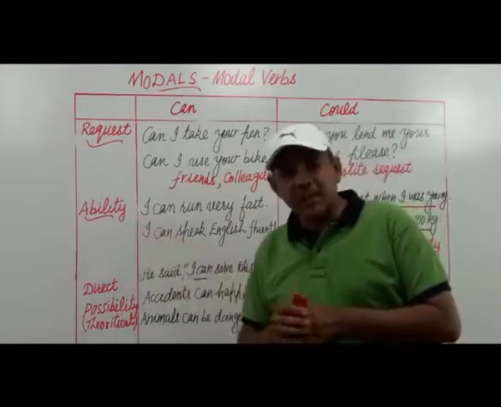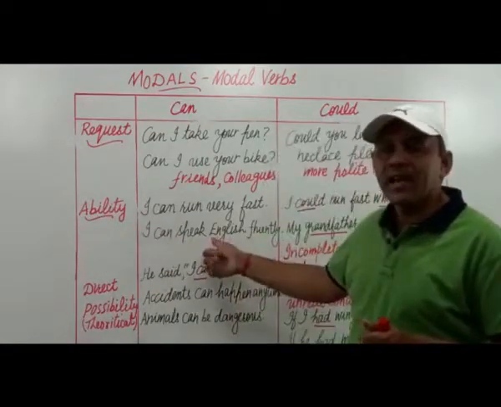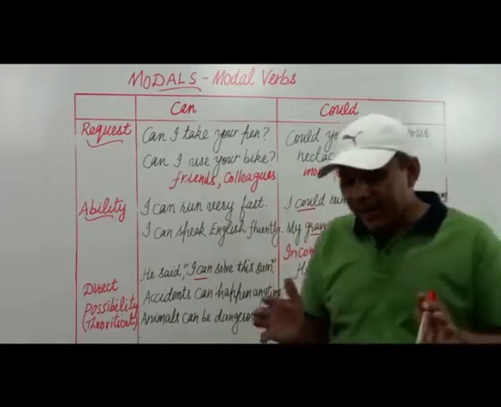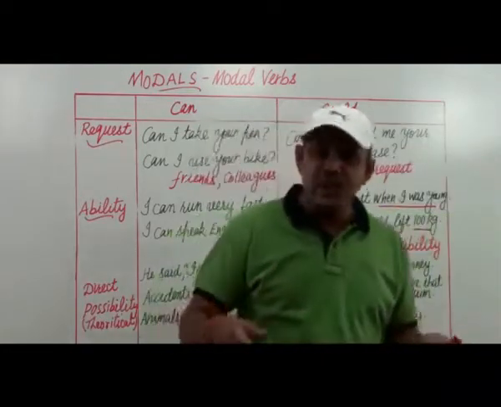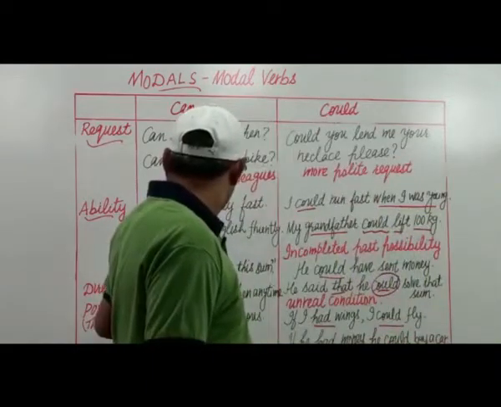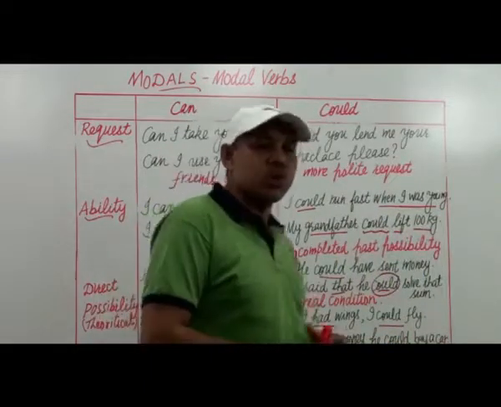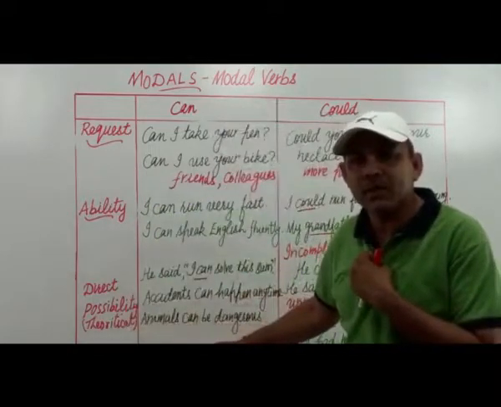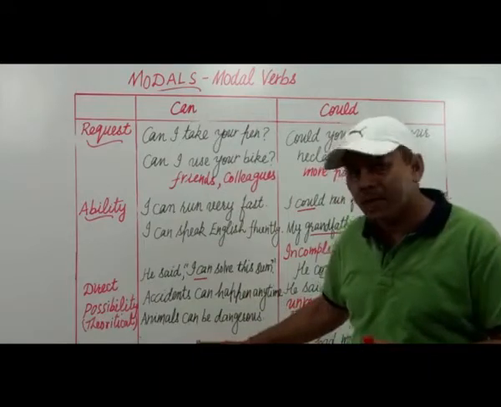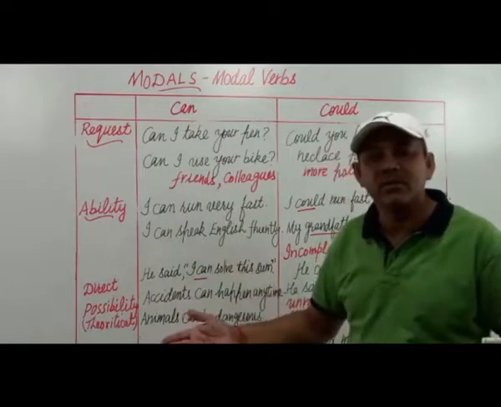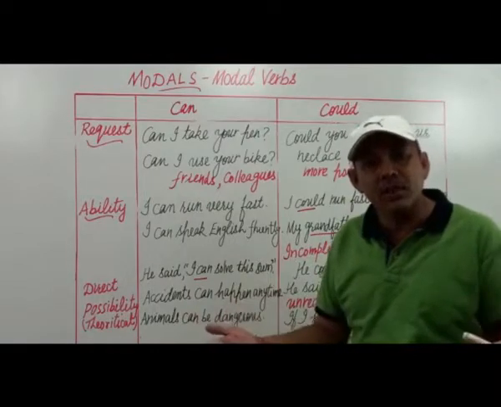In case of ability, present ability, use can. In case of past ability, use could. First, identify that it is the ability of present or past. And can is also used for theoretical possibility. What is a theoretical possibility? Means a possibility. For example, accidents can happen anytime. Can happen. It is a theoretical possibility.